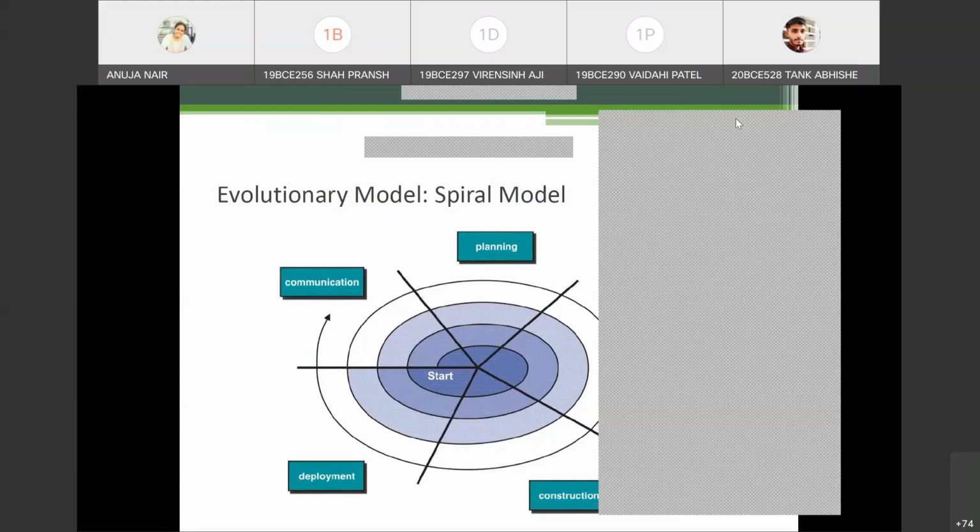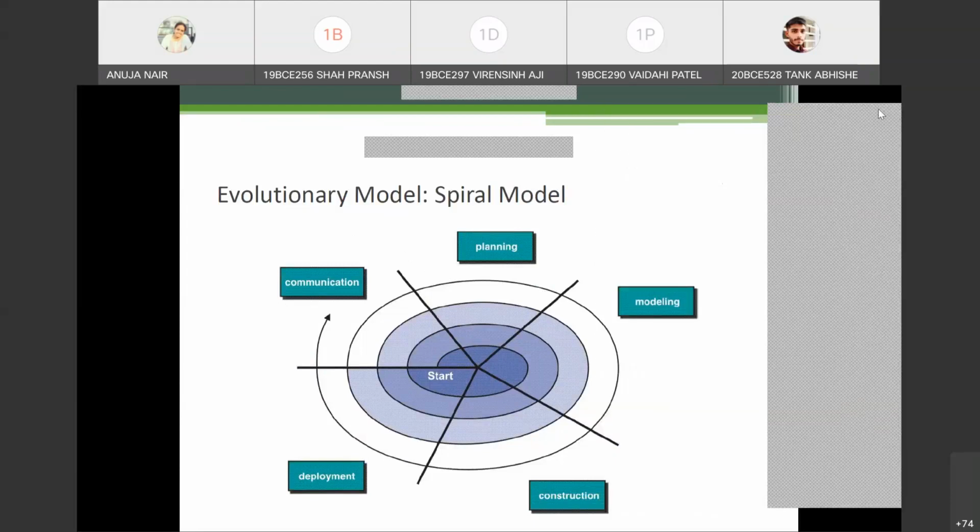Okay. So chat window is visible to you all? Is it fine now? Okay.